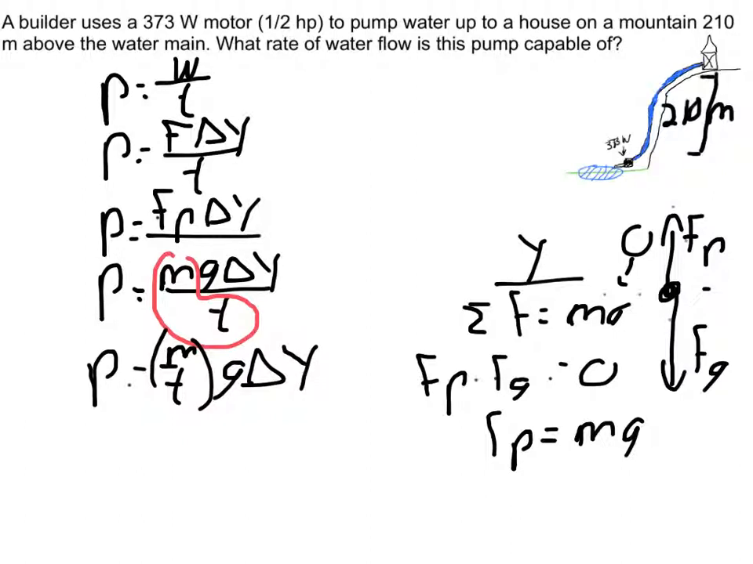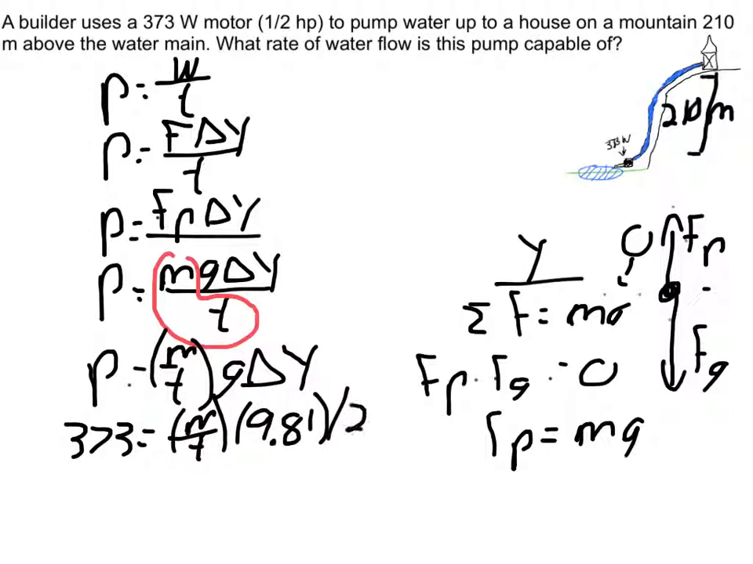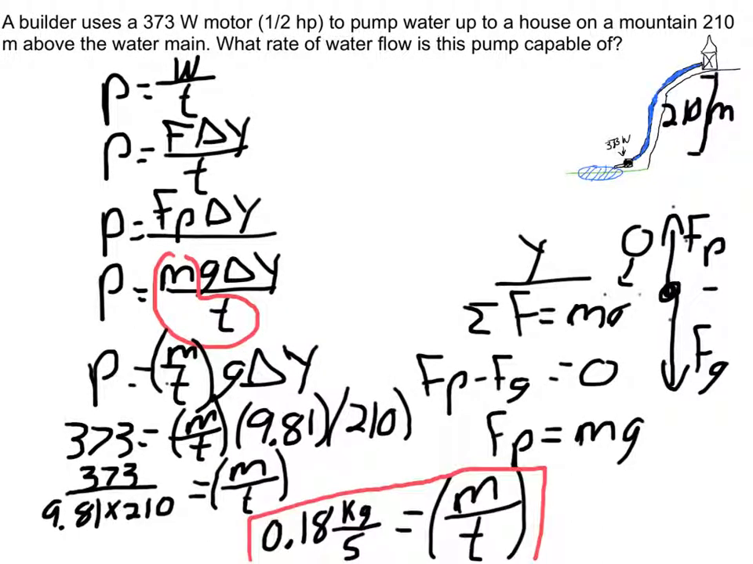Well, now this is just a plug-and-chug problem. I've got a 373 watt motor, and I'm going to solve for whatever this mass over time is. So mass over time equals something times 9.81 times my delta y. I'm trying to get it to go up 210 meters. So I just need to divide by my 9.81 and my 210 on the other side. And I come out with 0.18 kilograms per second, or 180 grams per second. So then, 1 milliliter equals 1 gram of water. So you can do that quick conversion in your head. That's going to give you 180 milliliters per second.